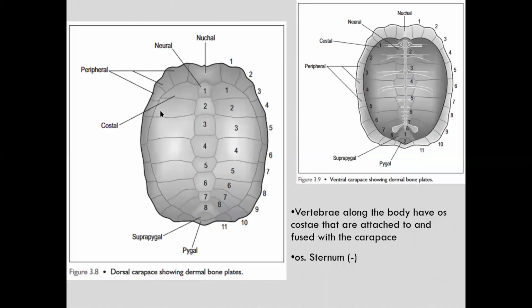Okay, this is their carapace and their vertebrae. One segment of the carapace corresponds to one segment of their vertebrae. So we cannot define an exact number for all species. They have a very distinctive number of vertebrae, so it can be used to identify the species of turtle.